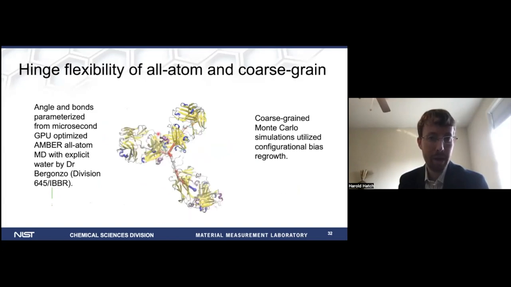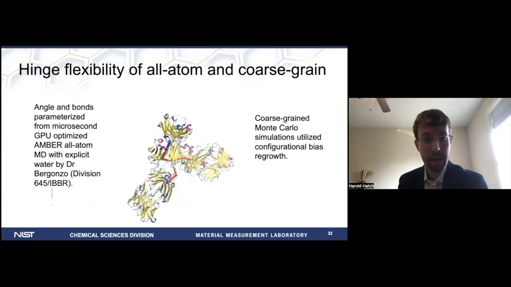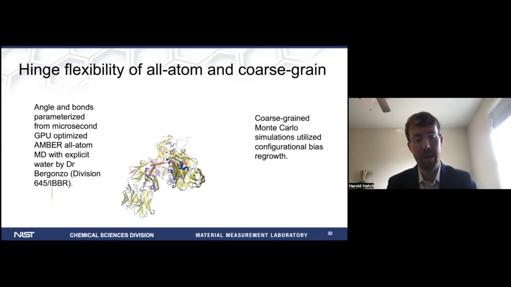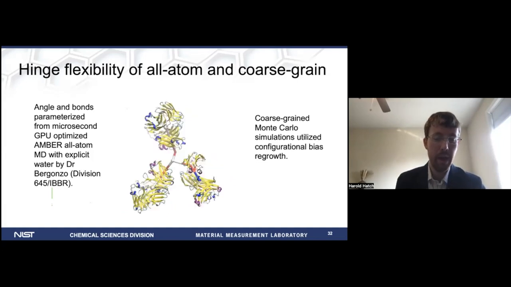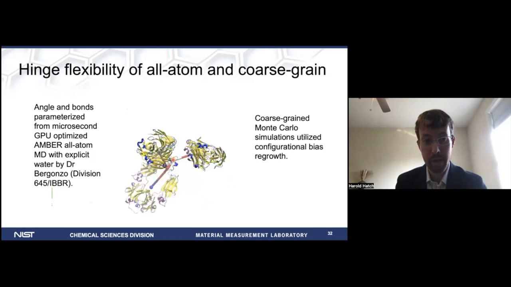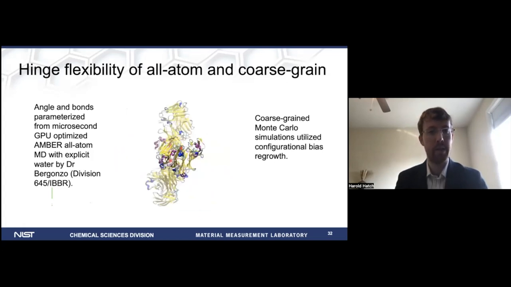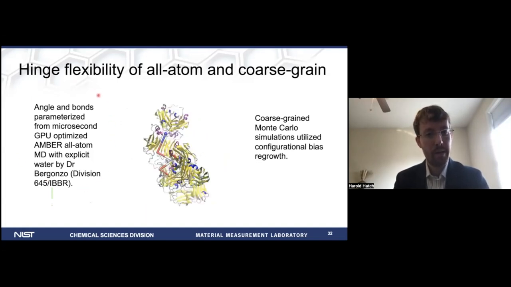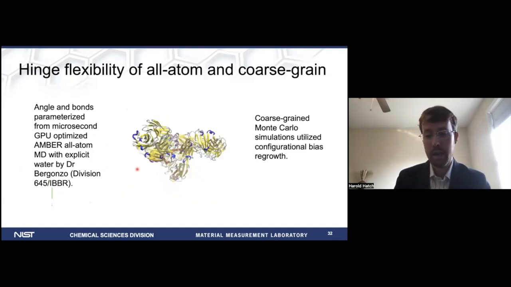This is showing a coarse-grained antibody simulation of a single mAb, and I talked a lot about the interactions between these domains, but how do we model the flexibility of this highly flexible hinge and linker region? The way that we do that in the coarse-grained simulations is we use configurational bias Monte Carlo to randomly select from the angles and links here in the hinge region. But those were informed by all atom molecular dynamics simulations done by Christina. Let me show an example of that.